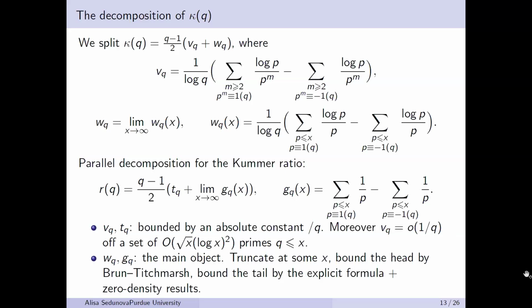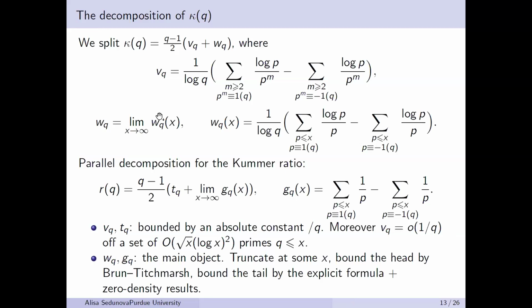We are going to truncate it at some X. We are going to first use Brun-Titchmarsh in the head, in the first part of the truncation. And then we are going to bound the tail by the explicit formula and a zero density result. So the first part is pretty classical. You choose the truncation, you use Brun-Titchmarsh, you figure out what range Brun-Titchmarsh is capable of providing to you. And so the main thing is really in bounding the tail and using the explicit formula and zero density.